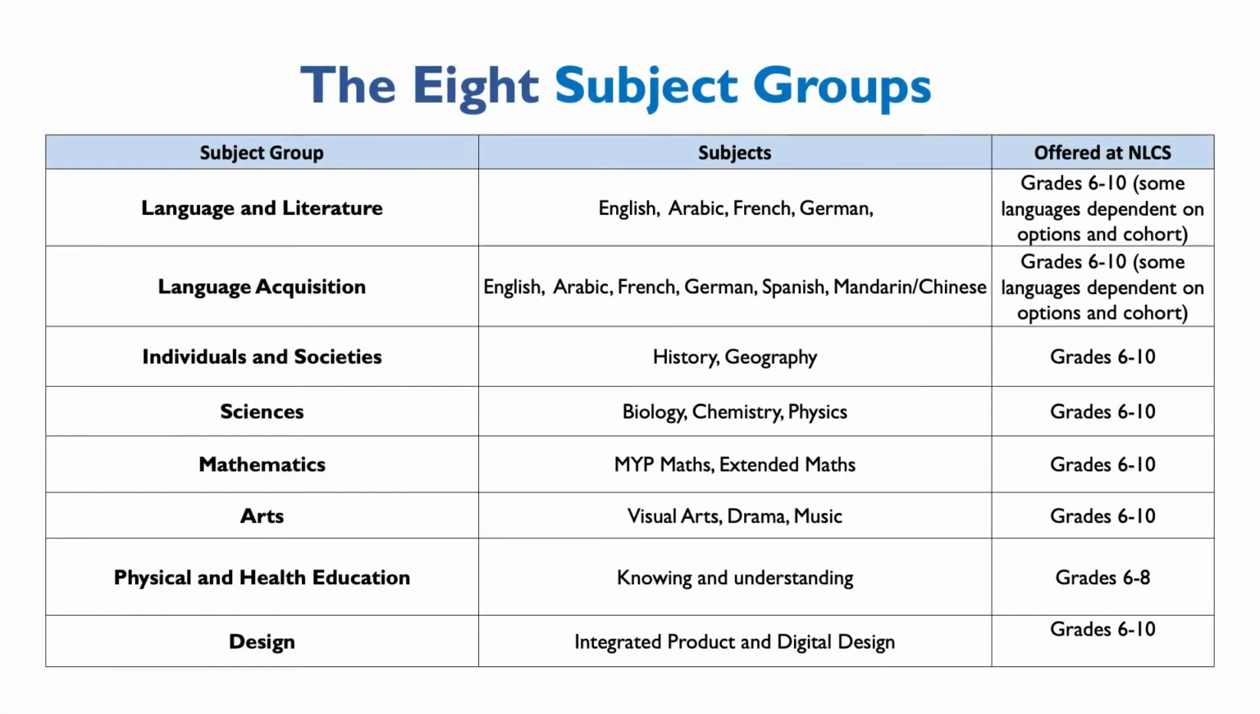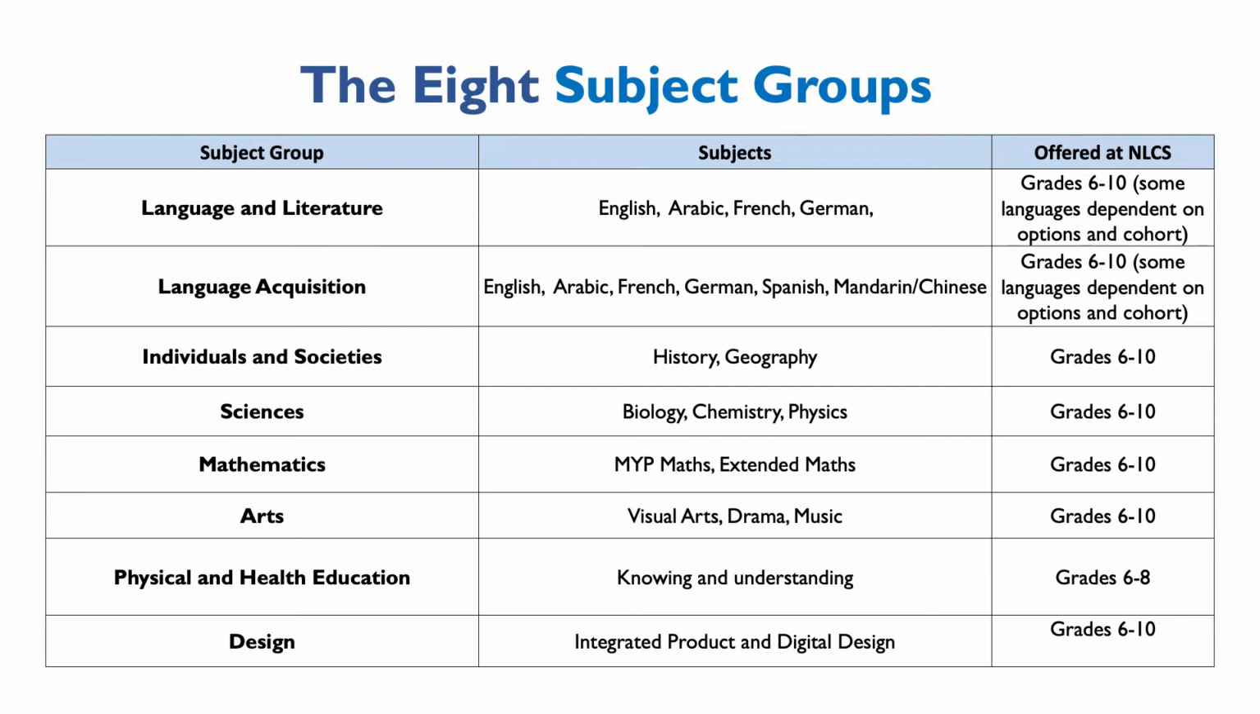Now, the subjects that students take in the MYP are as follows. There's language and literature, language acquisition, individuals and societies, which is history and geography, the sciences, which in grades 6, 7 and 8, students get to do all three of the sciences. And then at the end of grade 8, they can decide if they would like to continue with all three sciences or if they would like to drop one and just remain with 2.